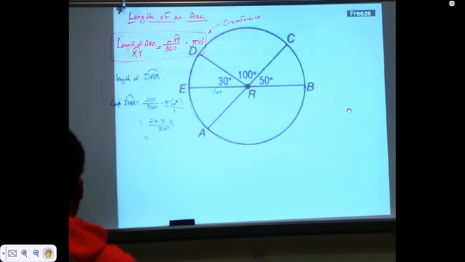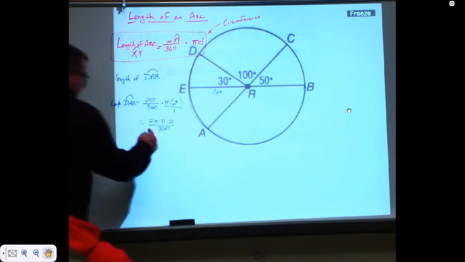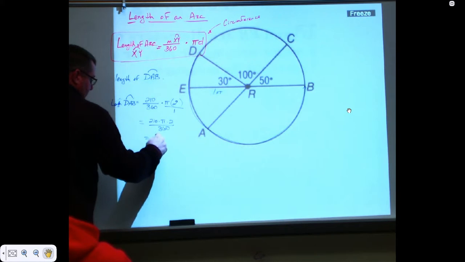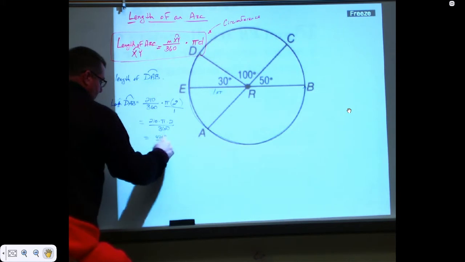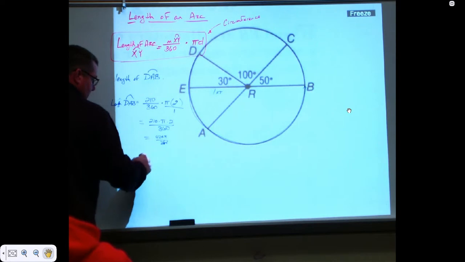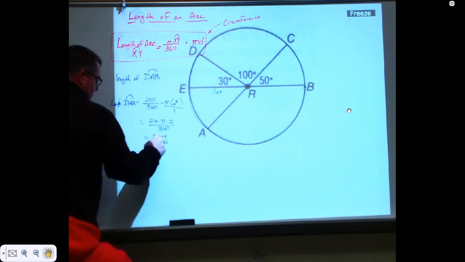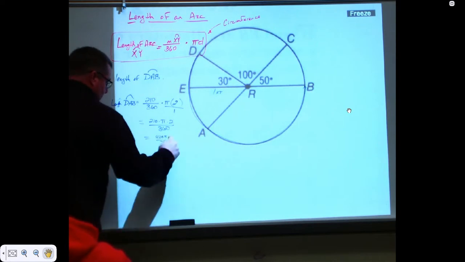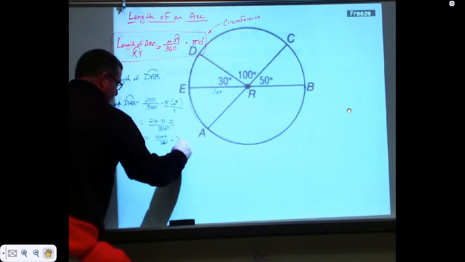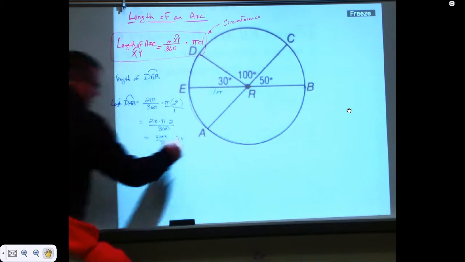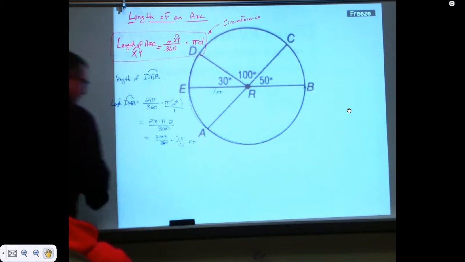And they may do that. In terms of pi, this would be 420 pi over 360. 6 will go into that 7, 6 will go into that 6. 7 pi over 6, that would be in terms of feet. That's in terms of pi.